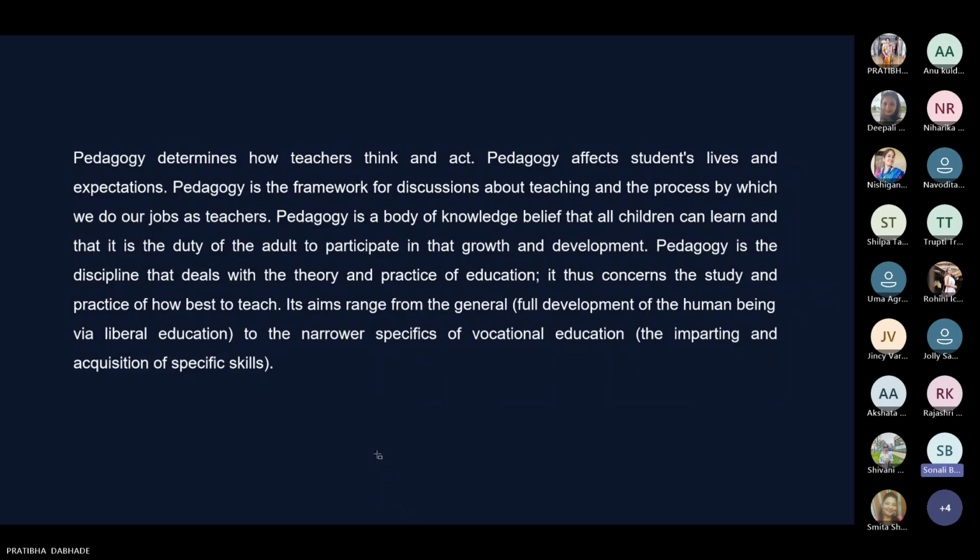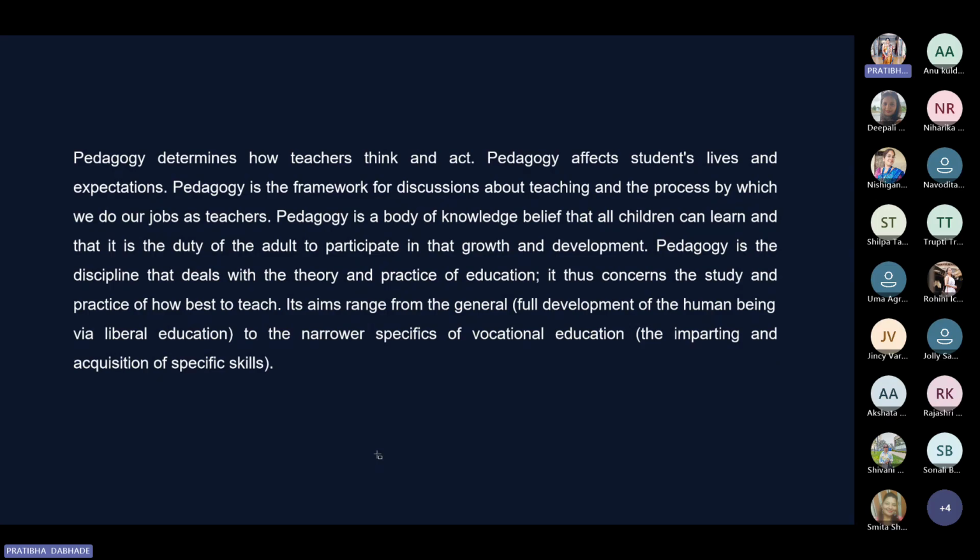Pedagogy means not only giving the education theoretically, but also giving the education practically. And adults have to help the child to develop their growth and also their mental abilities. Okay. So here the main thing is now we should not only go with the theoretical part, right?